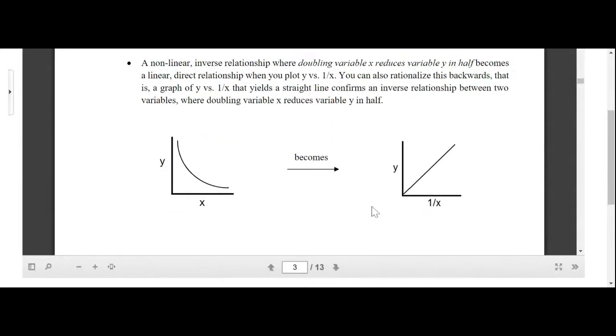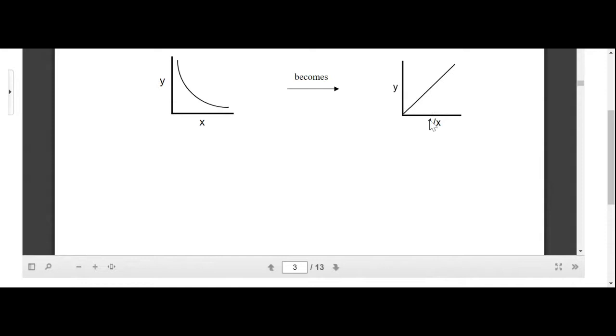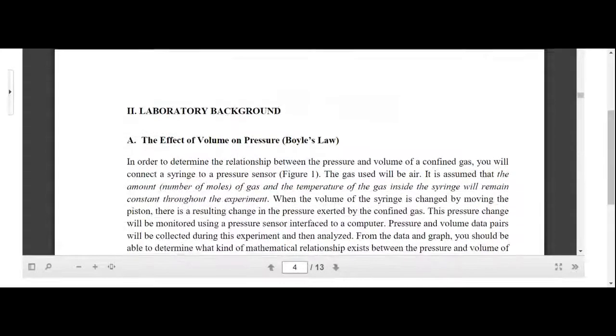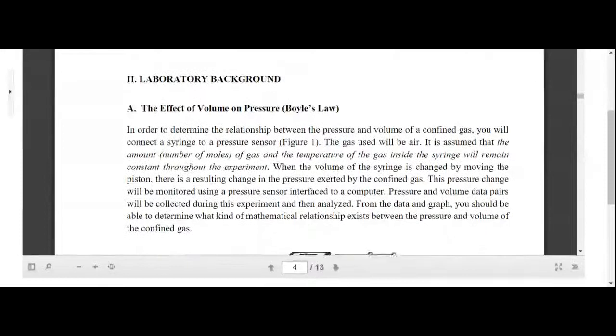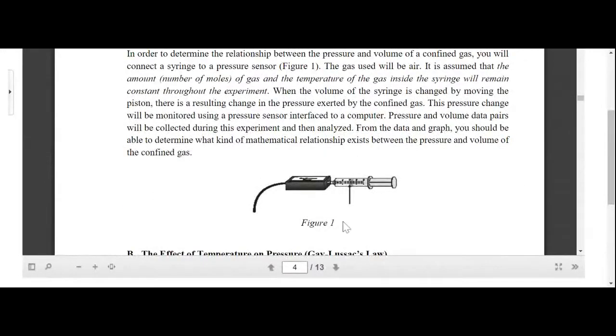When it's inversely proportional, if instead of using volume you use 1 over volume, so you find the reciprocal value for the volume and then plot the graph, we can find the linear or direct relationship. So in Boyle's law, we are using the same interface that you see in the picture here.